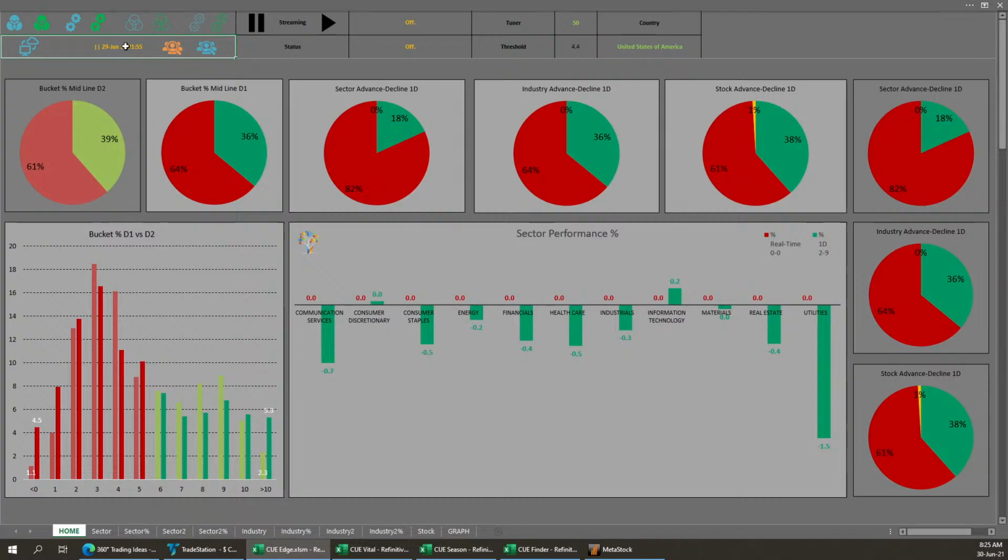Technical breadth is looking bearish both using the weekly as well as daily interval. Bucket analysis is showing more bearishness than bullishness, and sector industry stock advance decline is also bearish on Monday and Tuesday. Ample bearishness to be cautious about buying stocks.